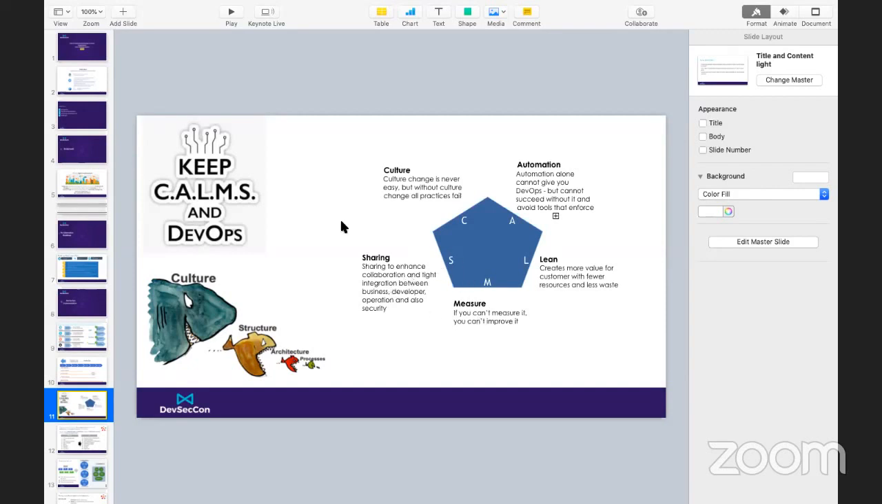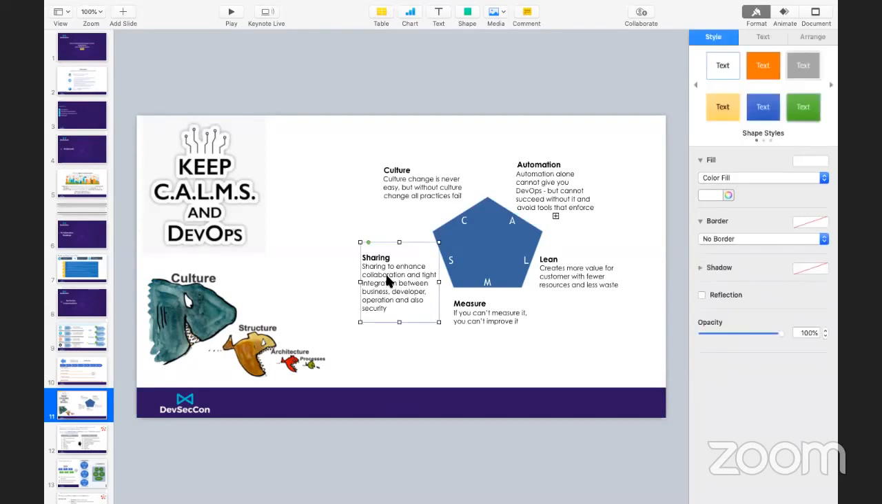The last is sharing. You need to build collaboration tools between the people on the team, between developers, business, operations, and security. You need to build a dashboard to see how the collaboration between them is going.